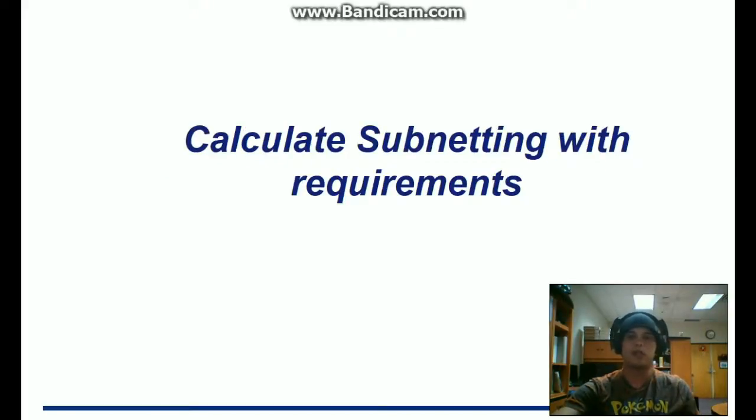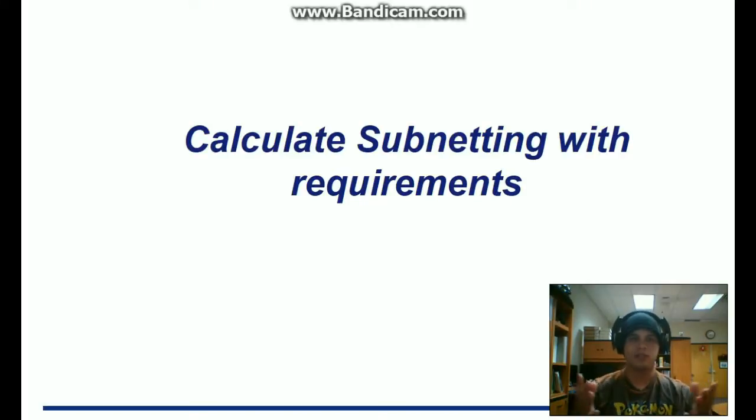So what I mean by calculating subnets with requirements is, let's say we were given a Class C address, a public one, not a 192.168.1, but let's say a 192.170 address. Let's say we work for a company, and they're like, all right, we hired you as our network engineer. We have a Class C address, and I need 7 subnets.